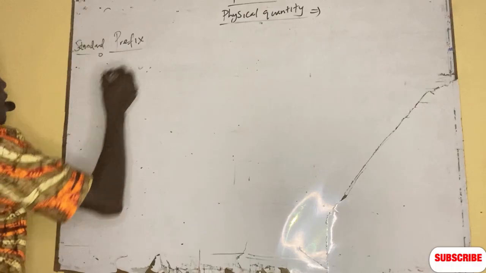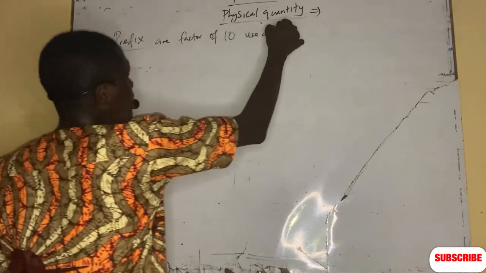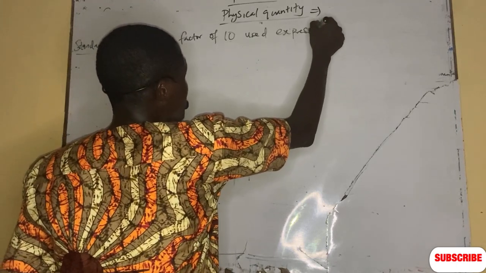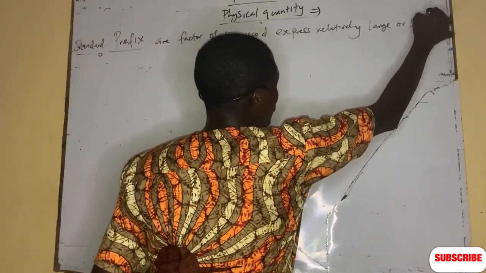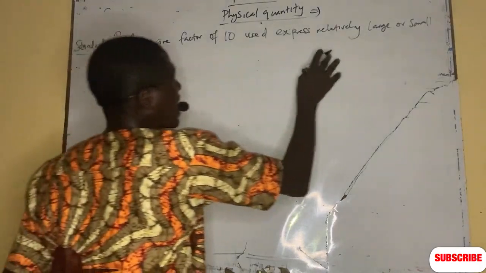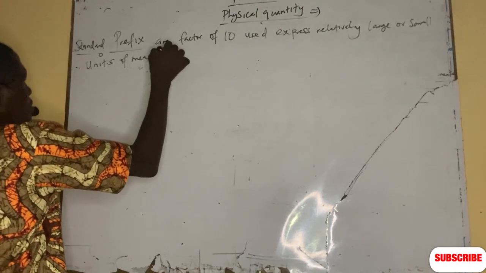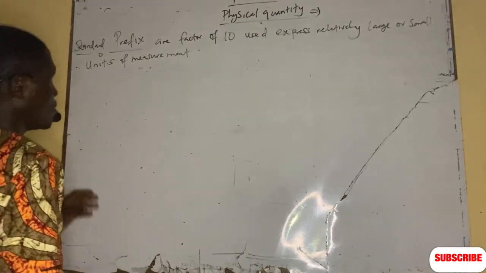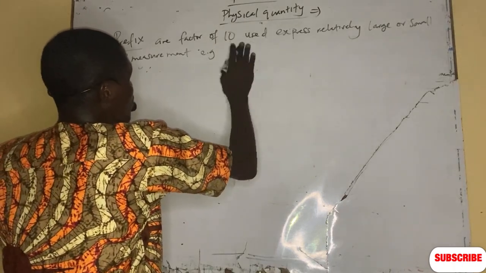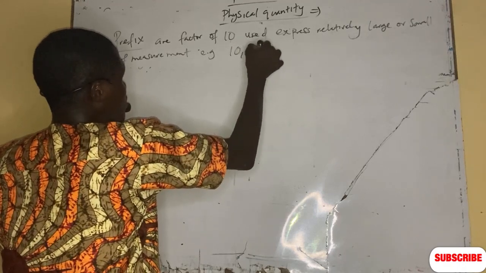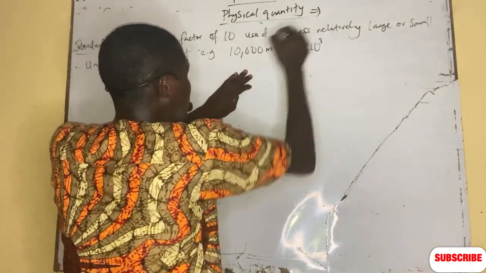Now, a factor of 10 is used to express relatively large or small units of measurement. For instance, if I have 10,000 meter, instead of writing 10,000 meter, I can express it as 10 times 10 raised to the power 3 meter.